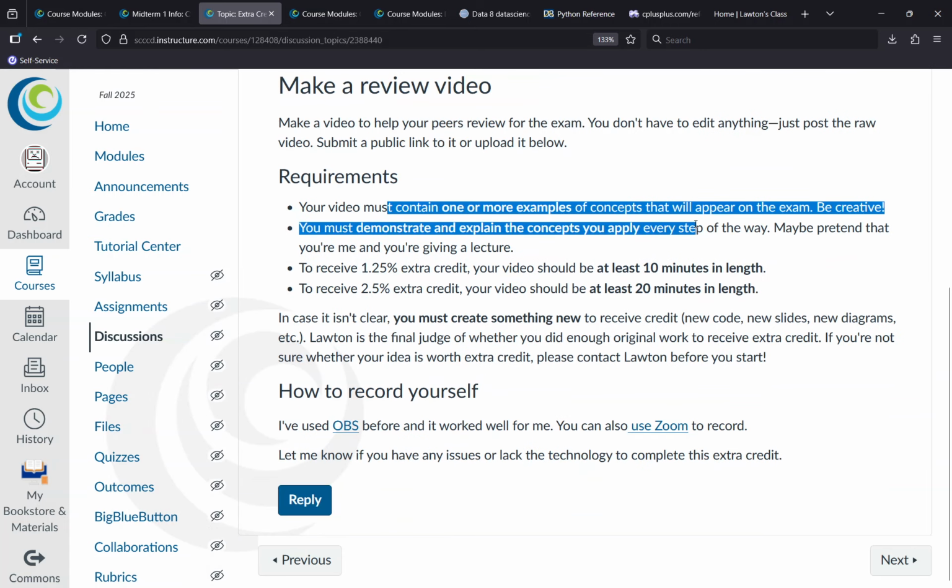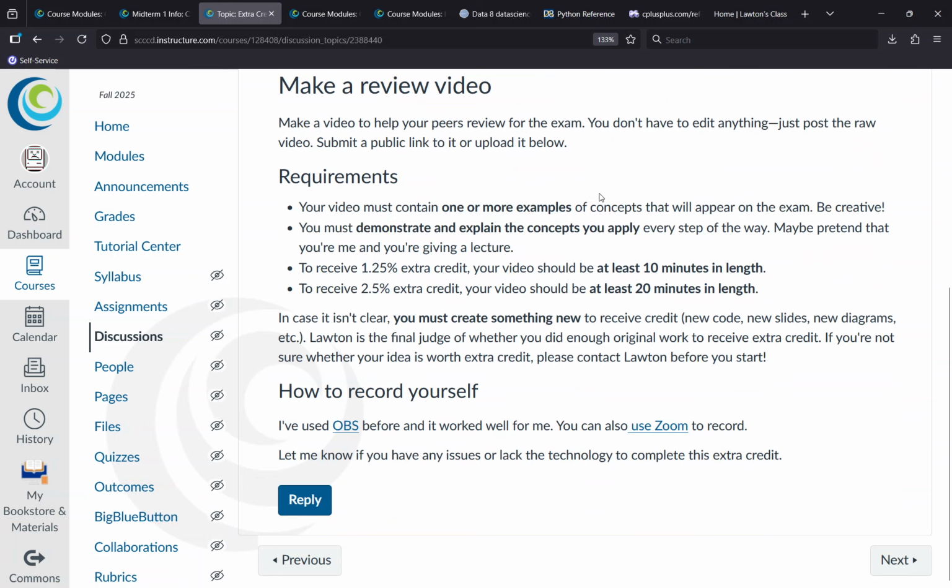Definitely, you need to review stuff, right? So come up with some examples of things that will be on the exam. Be as creative and fancy as you'd like. And just pretend to be a teacher, right? Go through the examples and say, here's the thing, here's the answer. Here's the thing, here's the answer. Go through it, right? Be a teacher. Otherwise, it's not helpful. That's not really a review.